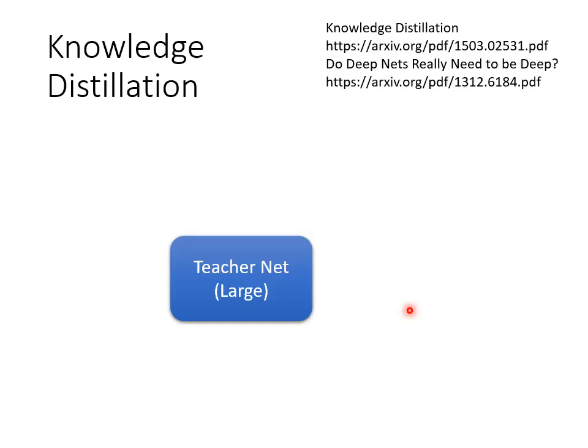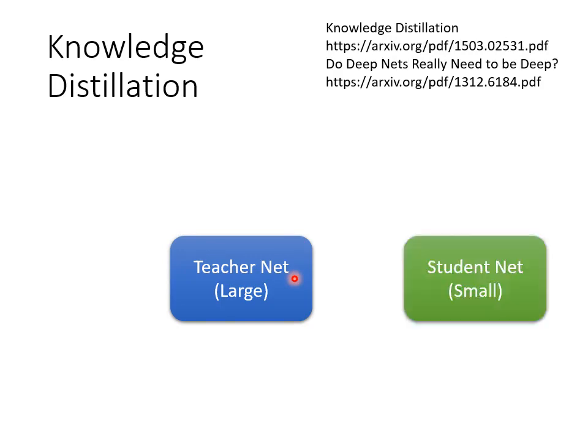So knowledge distillation works like this. Train a big network first, which is called the teacher network. Then, train the small network, which is called the student network. So you should train the big teacher network first, then build the student network according to the teacher network.